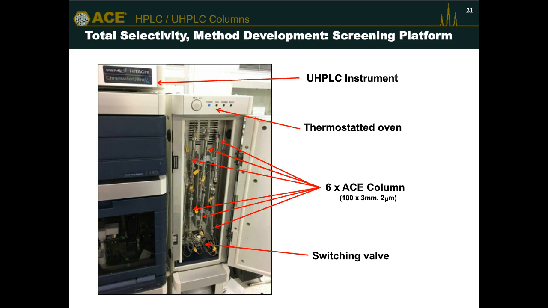Whenever we generate our initial screen, we will always try and develop the method on that platform. And then depending on what the person wants, sometimes people say to us, we'd like an HPLC method. We just translate that method up to HPLC conditions, 150 by 4.6, 3 micron, or sometimes we translate it the other way and they want a UHPLC rapid analysis method, 50 by 2.1, 1.7 micron.